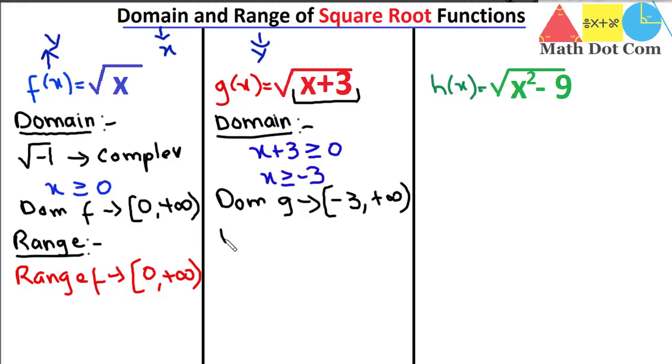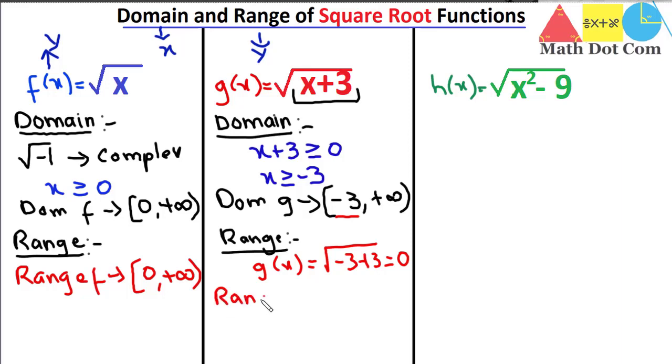Then we have the range. The range is, as I already told, basically the output of the given function when you put in the input. So the minimum value in the domain is minus 3. When I put minus 3 in the given function, g of x equals under root x plus 3, if I replace x with minus 3, it will be minus 3 plus 3, which gives you 0.